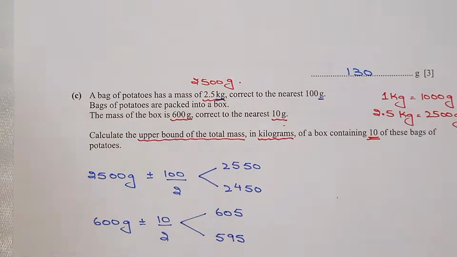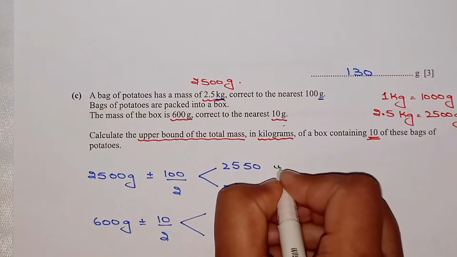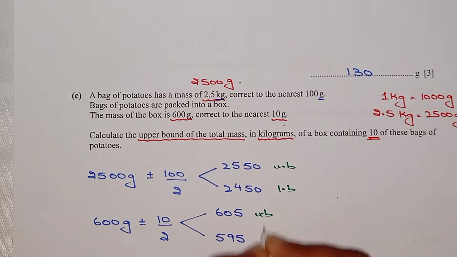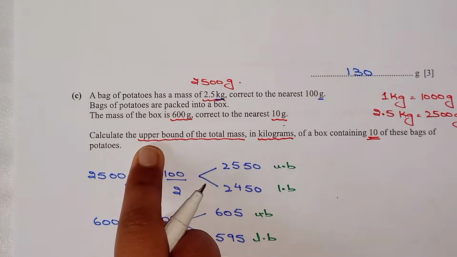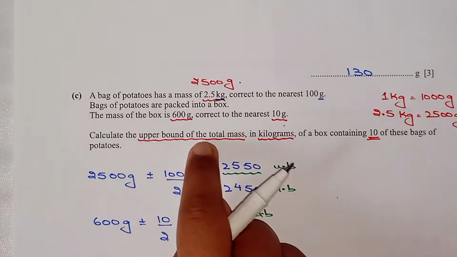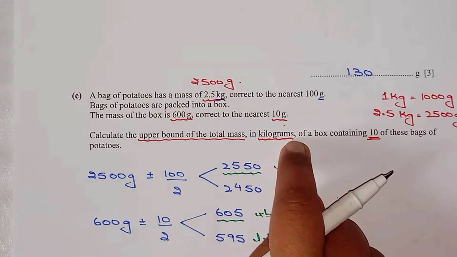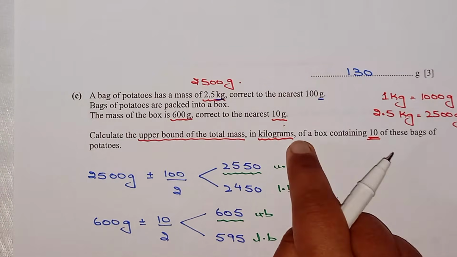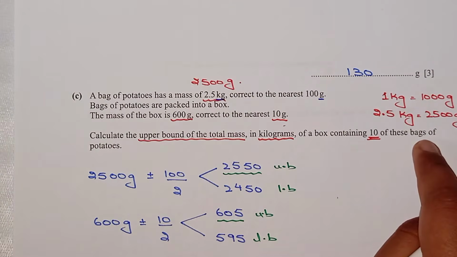This would be the upper bound and this is the lower bound. Again, this is the upper bound and this is the lower bound, right? Okay, so we need to work with the upper bounds. Total mass in kilograms: first we need to find it in grams and then at the end we can convert it into kilograms, for a box containing 10 of these bags of potatoes.